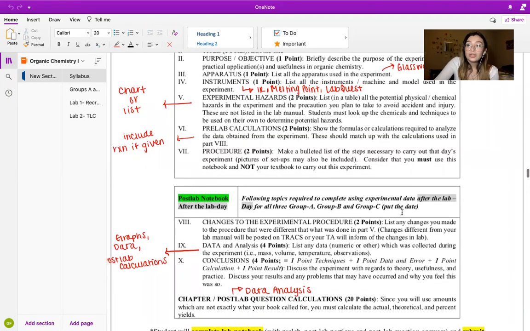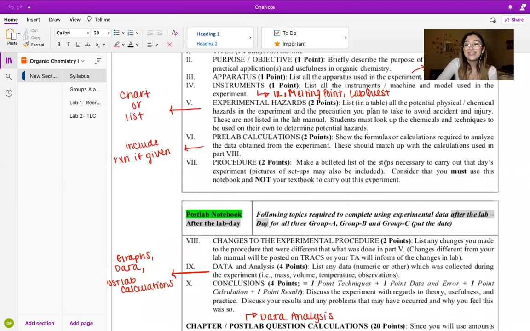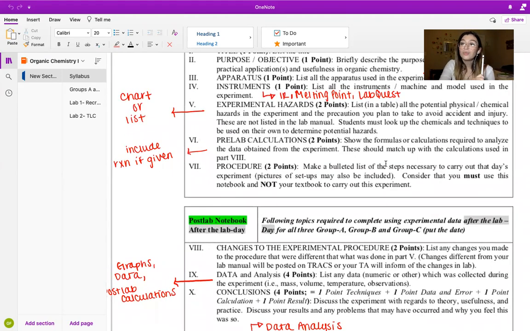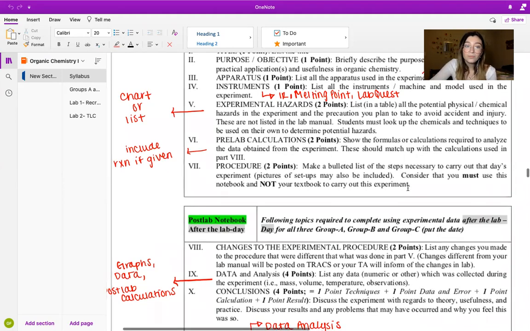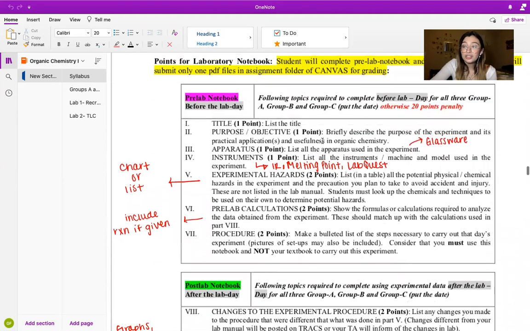Okay, your procedure. Like I said, you can't do your experiment without your procedure. You really need your procedure, so I really want you to make sure you have this one. You must use this notebook and not your textbook, like I said. This section is what I'm going to be asking for before you come into lab.